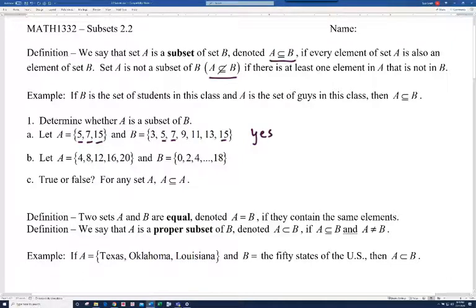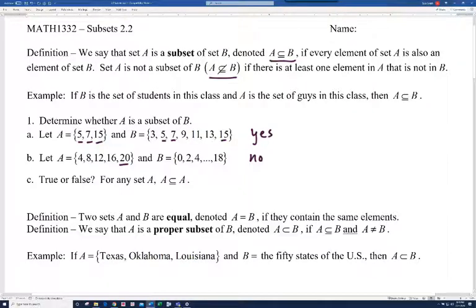In B, we have A, the set with 4, 8, 12, 16, and 20 in it. And B is the set with the even numbers from 0 to 18, so 0, 2, 4, and so on up to 18. And so is A a subset of B? Well, if we can find one element in A that's not in B, then A is not a subset of B. And in fact, 20 is in A, but it's not in B. And so here the answer is no.